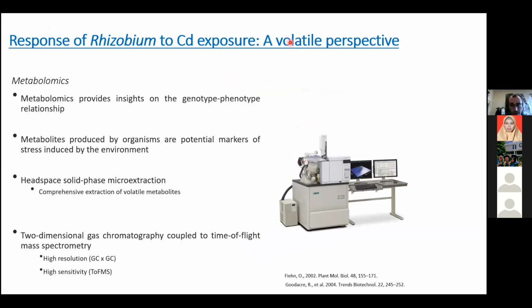So I will talk a bit about our work on this topic, and I will briefly speak about a work that we did years ago in which we were trying to find what the response of Rhizobium, which is a soil bacteria, to cadmium was. And we tried to give a volatilomics perspective on that. We used metabolomics. I will not speak very much about metabolomics, as I know you'll have a speaker from Aveiro tomorrow who will speak about it. But we used metabolomics to provide insights on the response of the soil bacteria to cadmium, and to check if these metabolites could also be used as potential markers of stress induced by the metal. We used headspace solid phase microextraction, SPME, to extract the volatiles, and two-dimensional chromatography coupled to time-of-flight mass spectrometry to separate the metabolites and try to identify them.